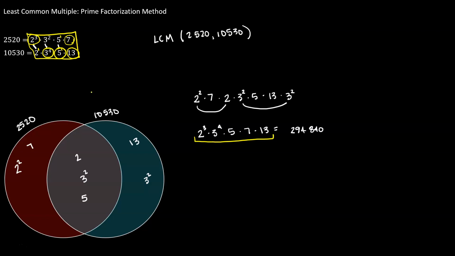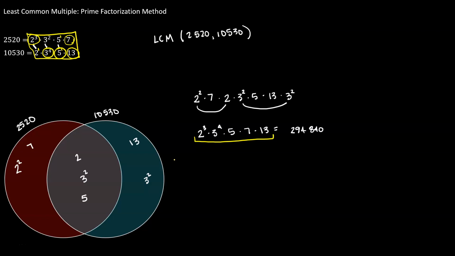So if you want to use prime factorization, you could just list out the prime factors, look at the common prime factors, pick the factor with the higher exponent, or you could write it out in a Venn diagram and use all of the factors, making sure that we're not double counting anything.